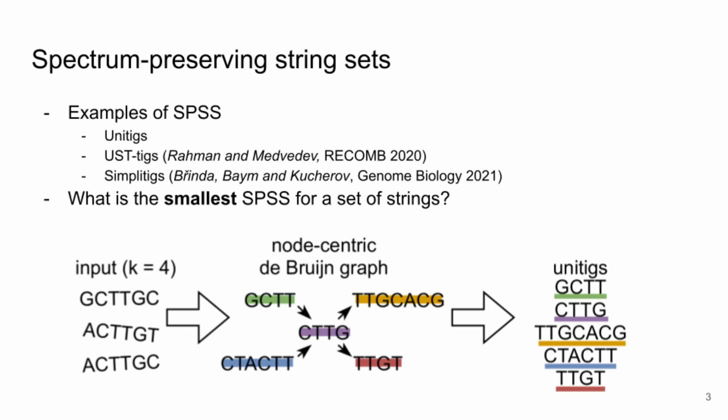So the open problem is, what is the smallest possible SPSS for a set of strings? The solutions mentioned above are just heuristics, and there is no guarantee that they are optimal. In fact, it's been conjectured that finding the smallest possible SPSS would be an NP-hard problem. But in this work, we show that this is not the case.